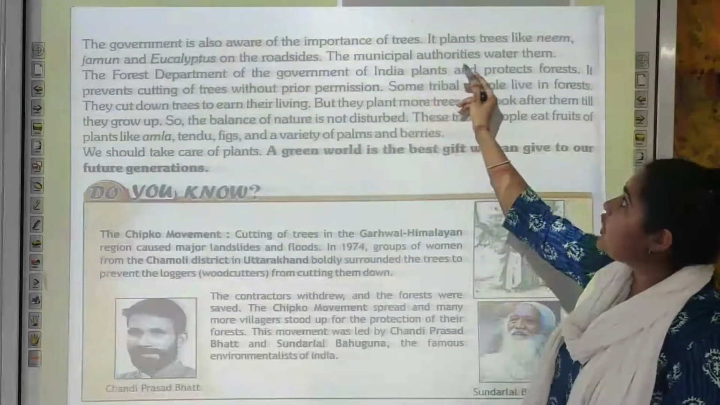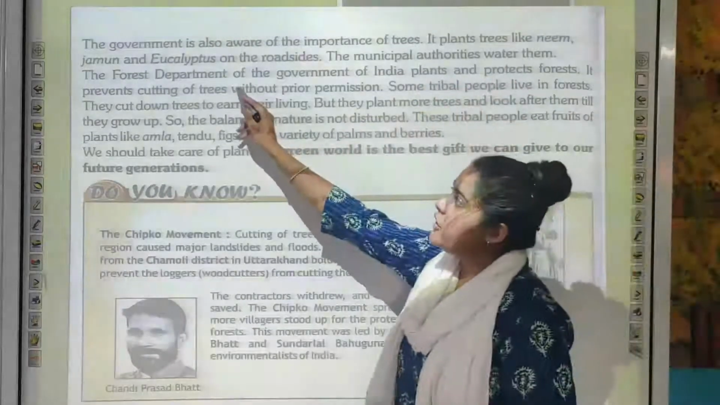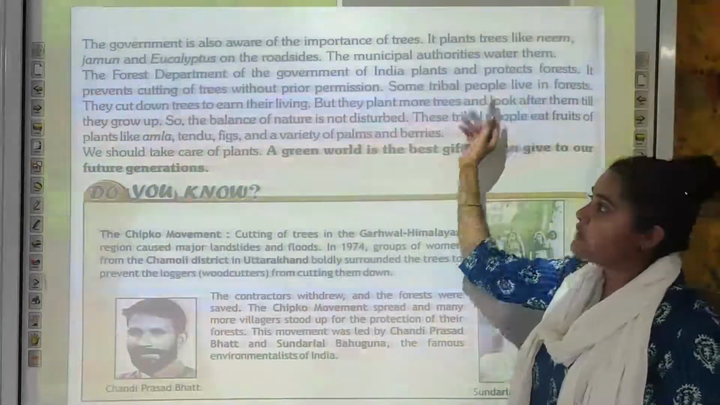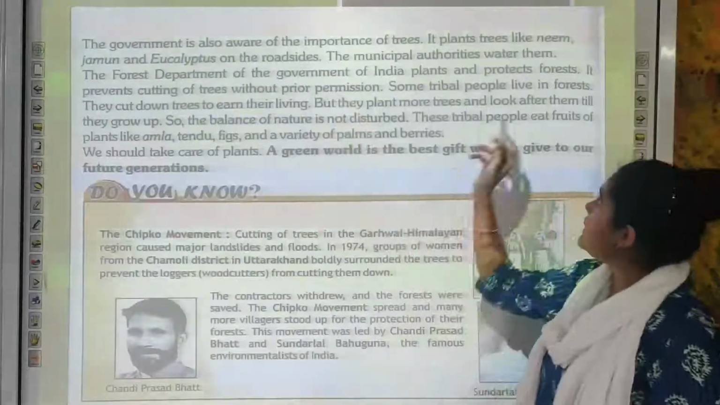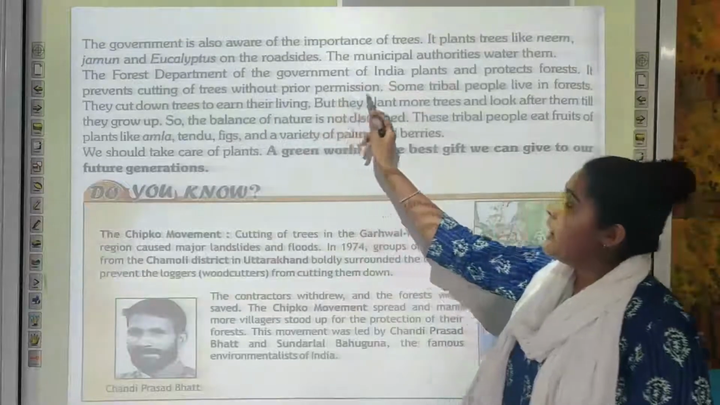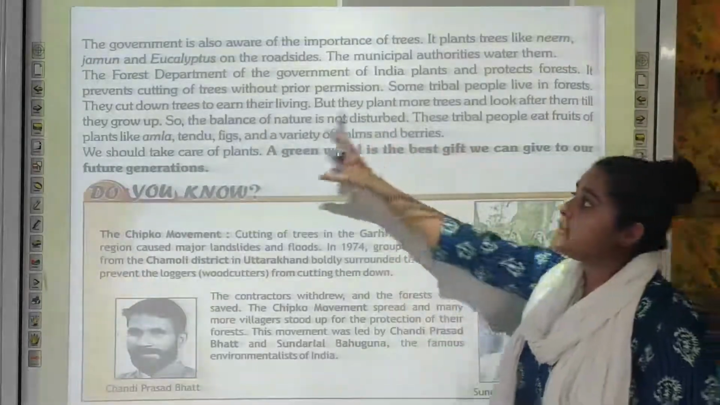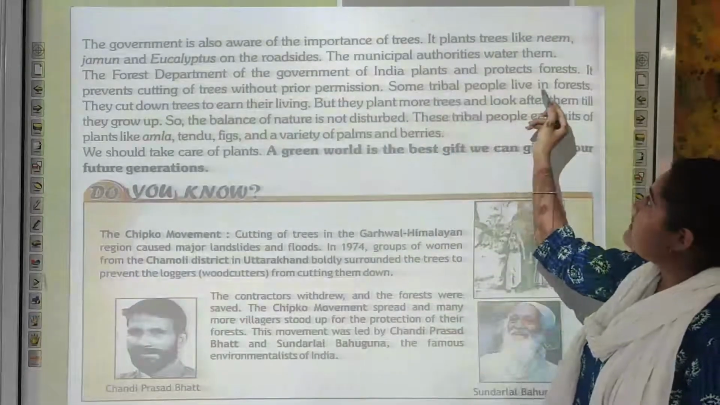The municipal authority is the one who waters those trees, and the various forest departments of the Government of India plant and protect the forests. So who is responsible for that? The forest department. Without prior permission, you cannot cut any type of tree from those forests. Some tribal people live in the forest.